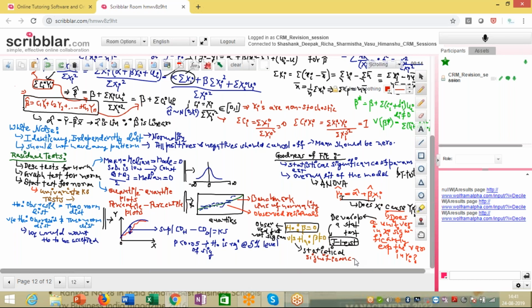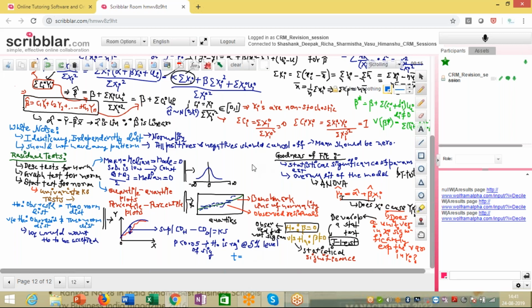So now what we need to do over here is create the test statistic. How do we create the test statistic? When I'm creating the t-test, we know that we are trying to understand whether the deviation of the beta hat is substantially far away from 0 or not.